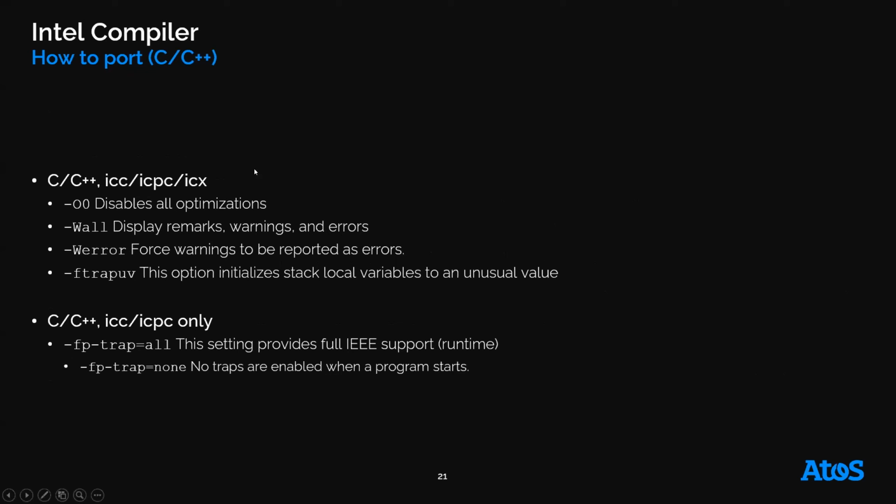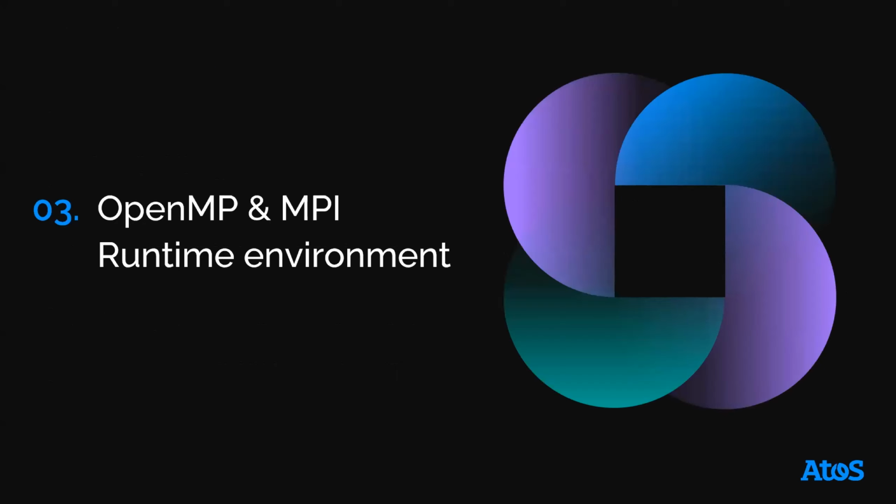Here is again one flag which only works for the classical compiler, and Intel has not translated this to the new compilers. It's -fp-trap. And that was what I wanted to say about the compiler. Then, and that's where I jump in.